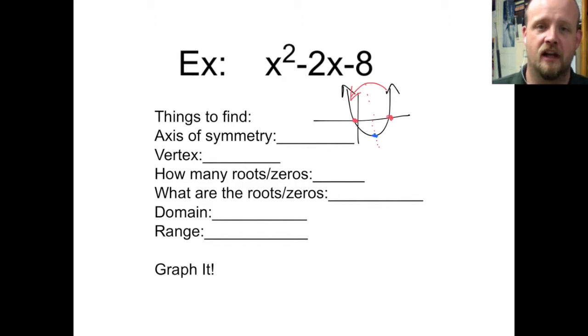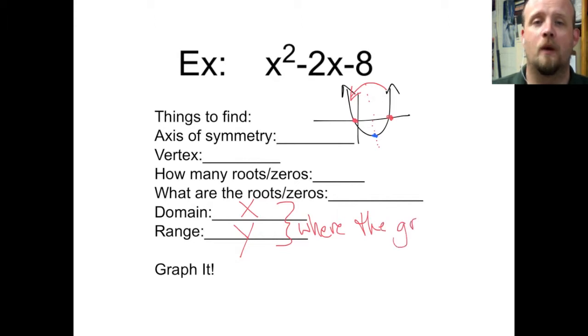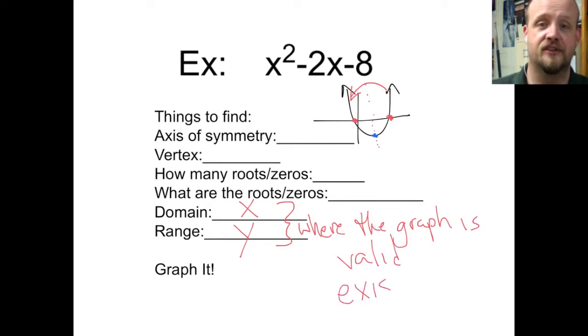When we talk about roots and zeros, we're talking about those x-intercepts, how many times the graph crosses the x-axis. For domain and range, the domain is our x values and the range is the y values. For both of those, we're looking for all the points where the graph is valid, where it actually exists, every point on the x or y axis where the graph still exists. And finally, we're going to graph it.